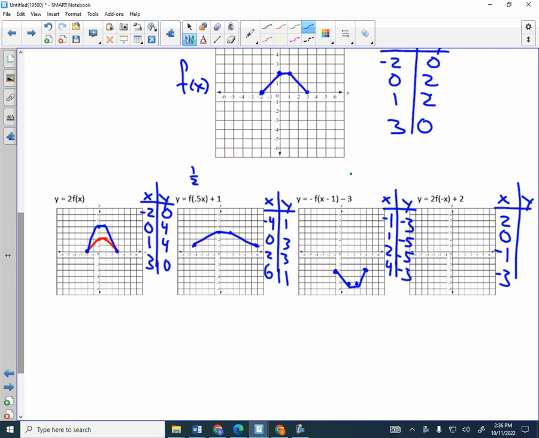So we see on the outside times 2 and plus 2. Do I multiply them by 2 and add 2, or do I add 2 and then multiply by 2? Which one do I do? Good. Order of operations, I multiply by 2, then add 2. So 0 times 2 is still 0, plus 2 is 2. 2 times 2 is 4, plus 2 is 6. 2 times 2 is 4, plus 2 is 6. And 0 times 2 is still 0, plus 2 is 2. So I'll plot those.